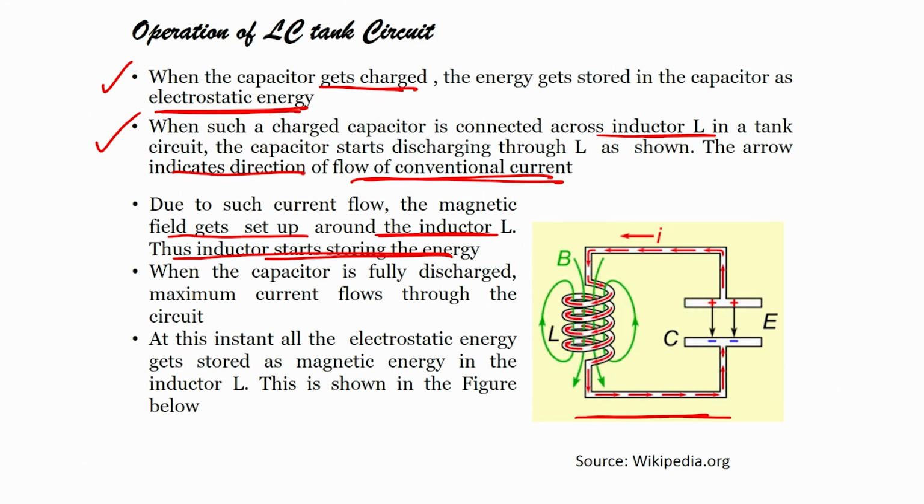When the capacitor is fully discharged, maximum current flows through the circuit. Initially the capacitor was charged, now the capacitor is discharging through the inductor, and the inductor has got charged and the capacitor is discharged.